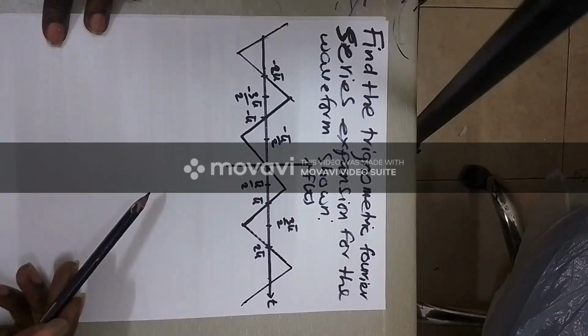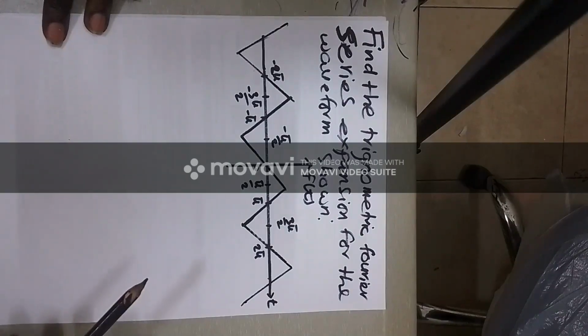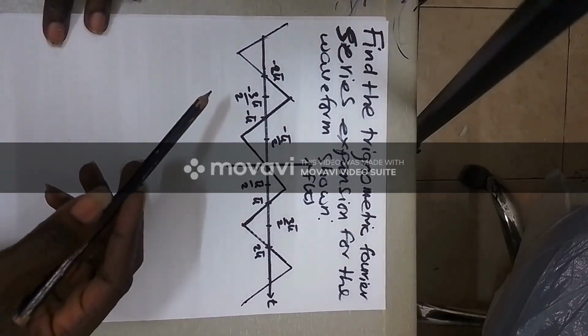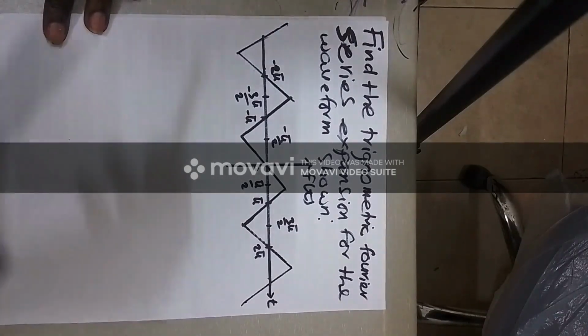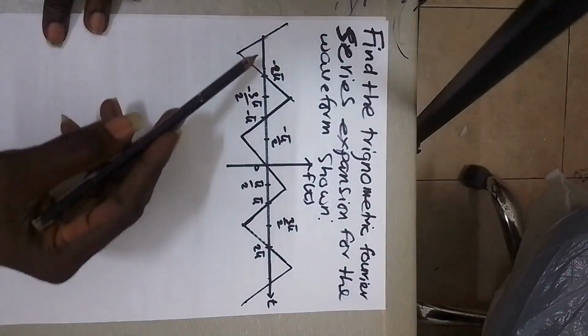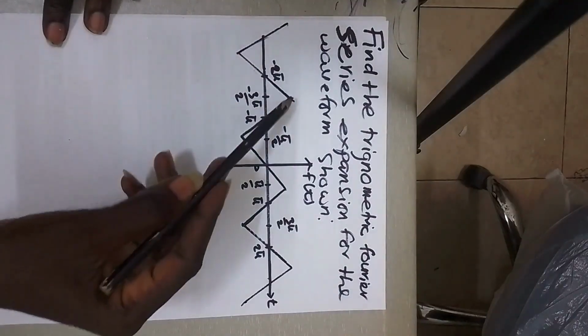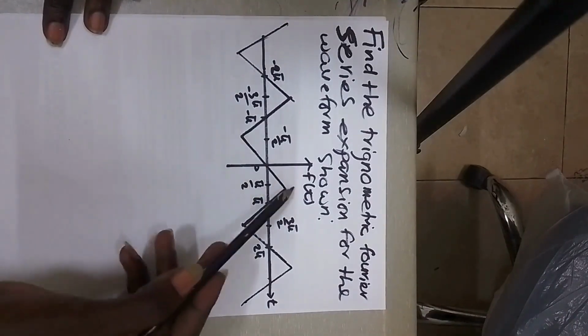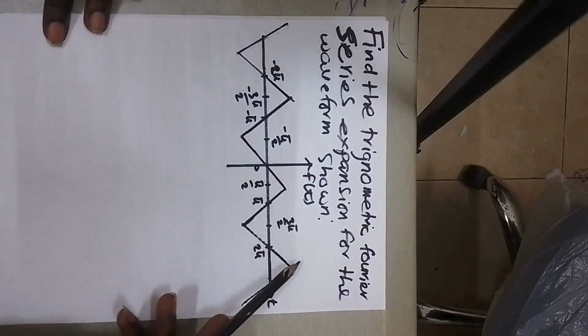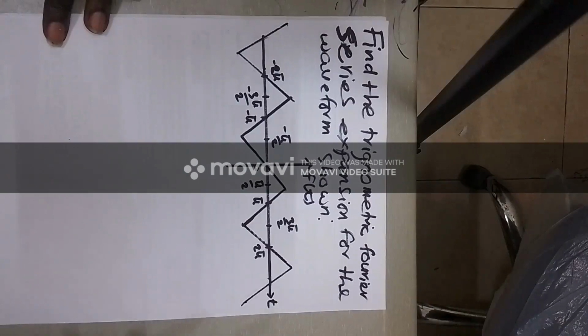When you have this kind of waveform, the first thing to identify is whether the waveform is periodic or not, if the waveform repeats itself. Here you can see that the waveform is repeating itself from here to here, from here to here, from here to here. So we can find a period.